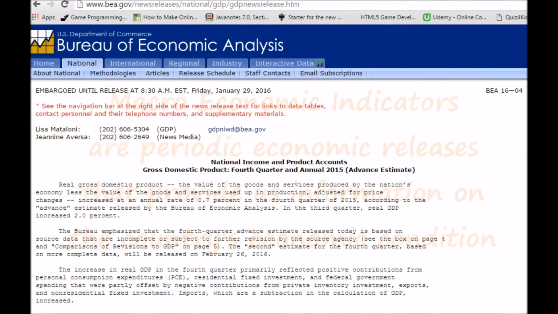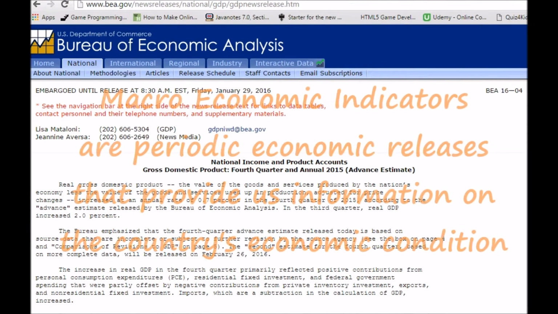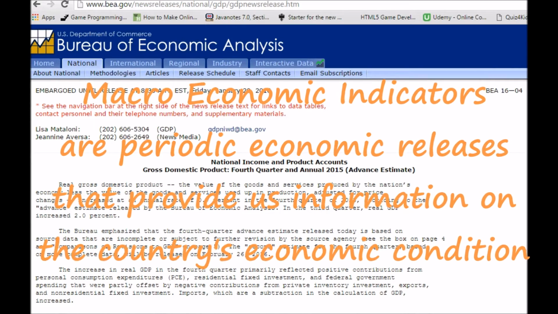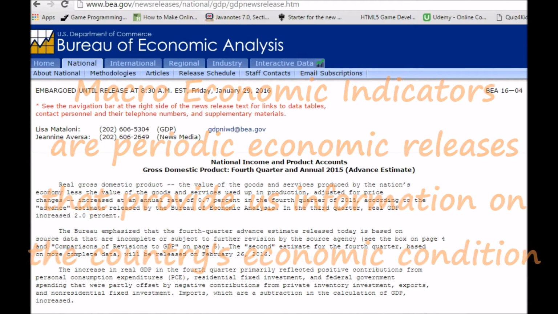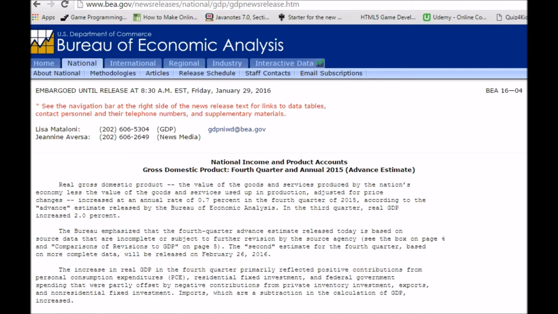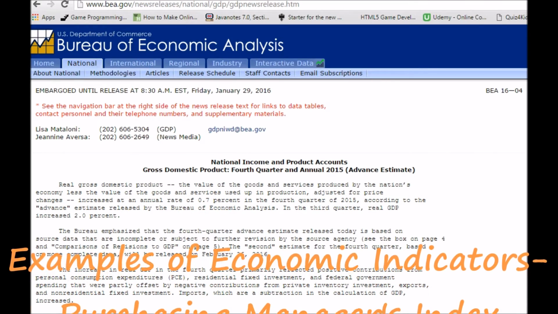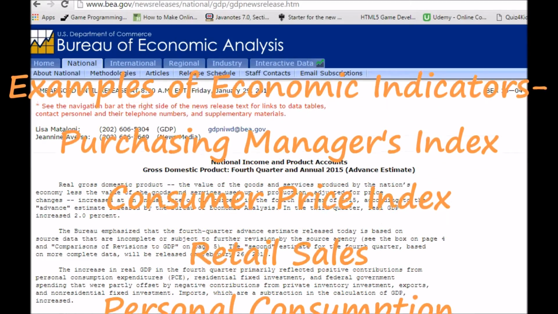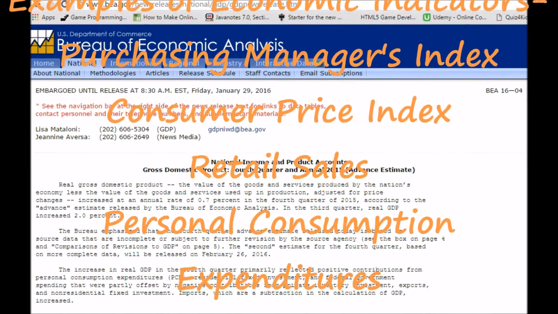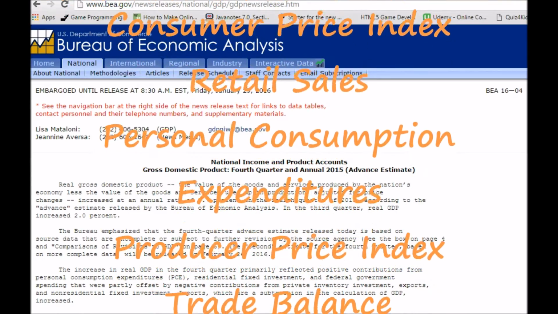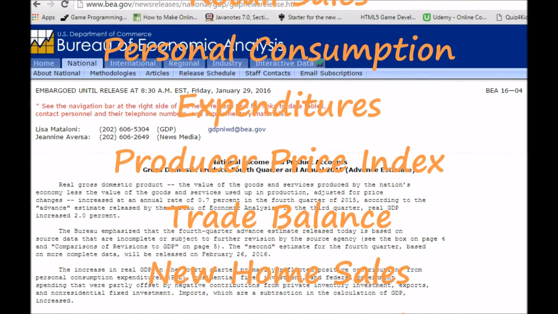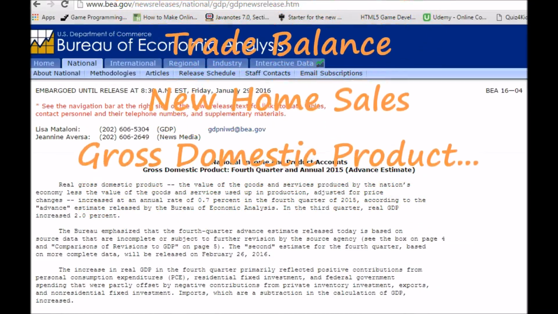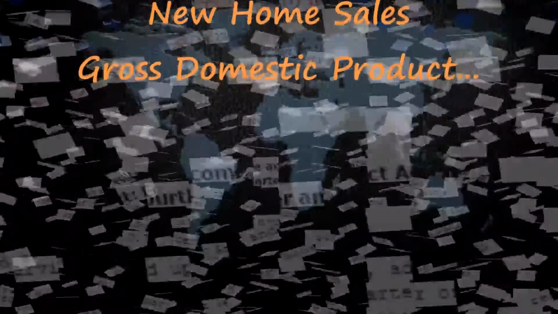Let us now discuss what macroeconomic indicators are and who should be taking this course. In any country, macroeconomic indicators are statistics released by government agencies and the private sector that provide us with information on the state of the country's economy. An example of a macroeconomic indicator is the quarterly gross domestic product released by the US Department of Commerce.